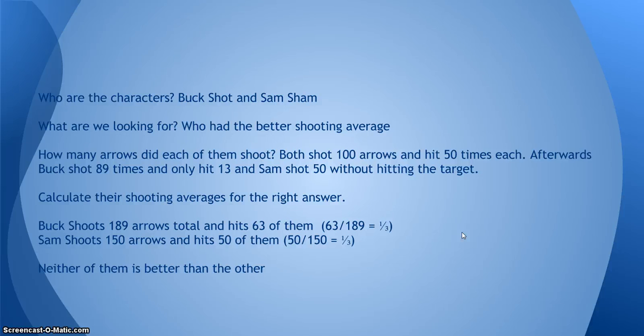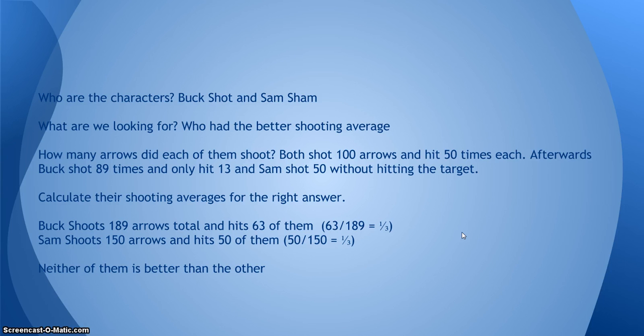So how many arrows did each of them shoot? Both of them shot 100 arrows and hit the target 50 times each before lunch. After lunch, Buck shot an additional 89 shots, but only managed to hit 13, and Sam shot 50 without hitting the target. So to calculate the averages, add the total number of arrows both of them shot, and then add the number of shots they actually hit to find a ratio. Buck shot 189 arrows total, and only hit 63 of them. 63 divided by 189 converts to 1/3 of his shots actually hitting their mark.